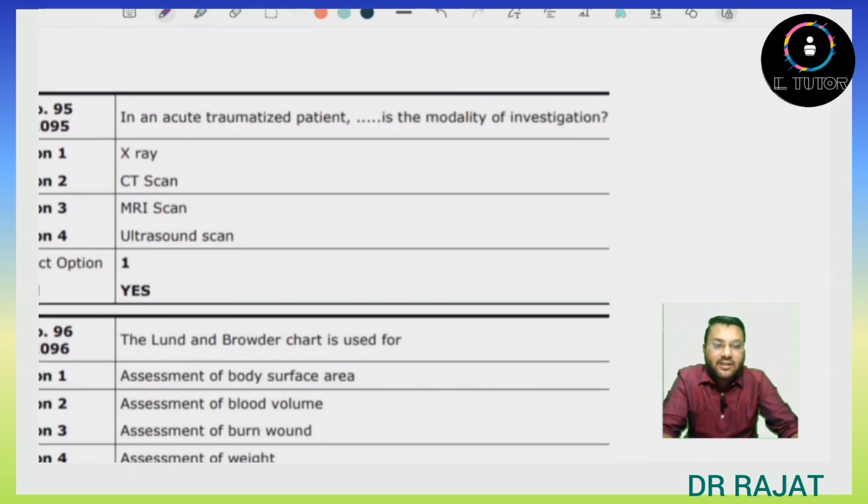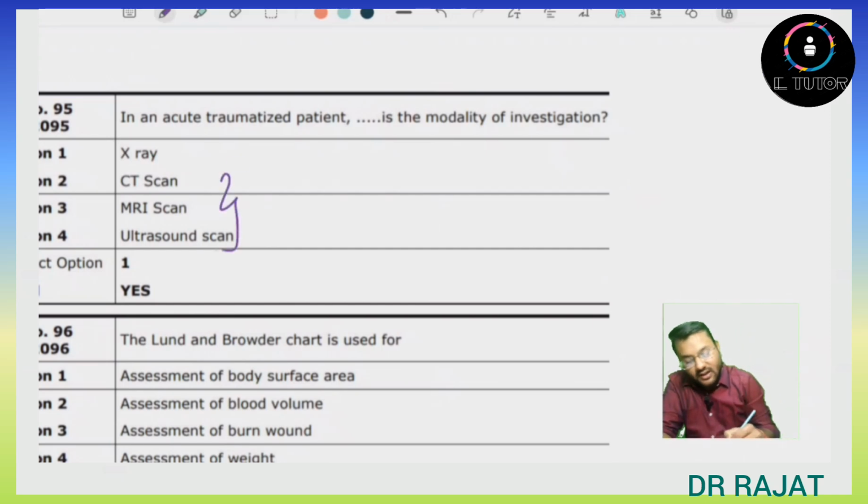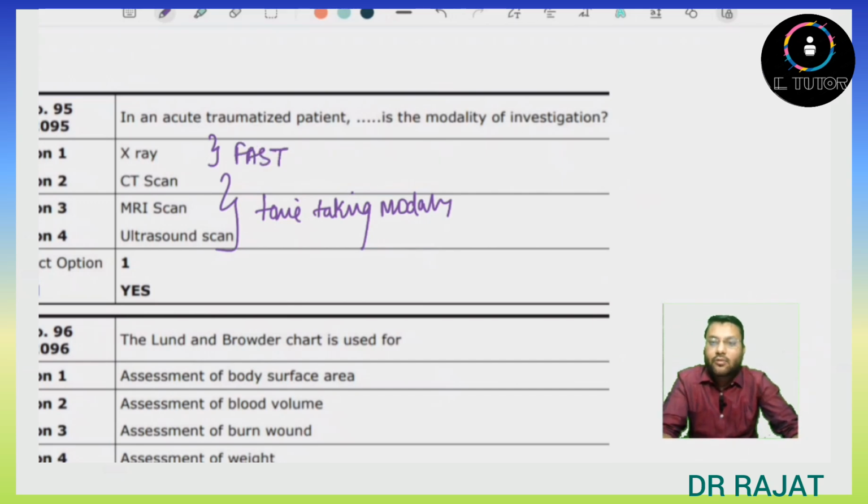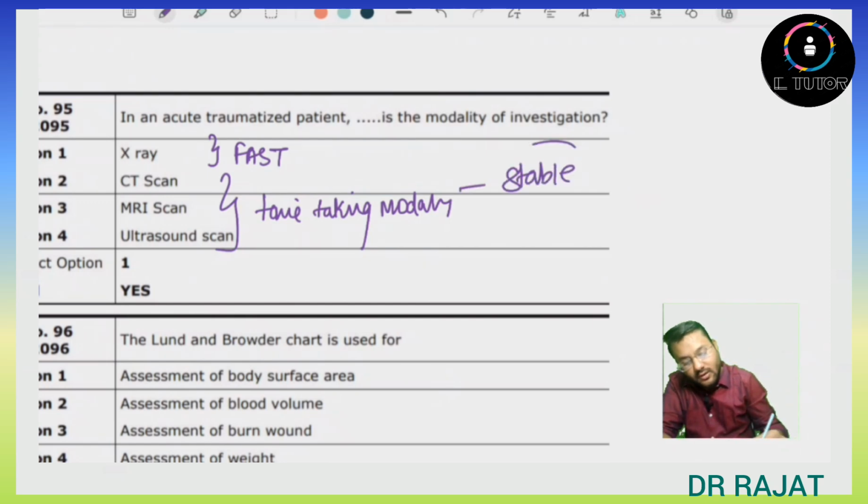In an acute traumatized patient, dash is the modality of investigation. So in acute traumatized patient, the time is less. So we generally do X-ray first. CT scan and MRI are time taking, and ultrasound is also a time taking modality. So these three are time taking modality, and X-ray is first. So we generally do X-ray for the acute traumatized patient, and if patient become stable, then we can go for CT scan, MRI, or ultrasound.